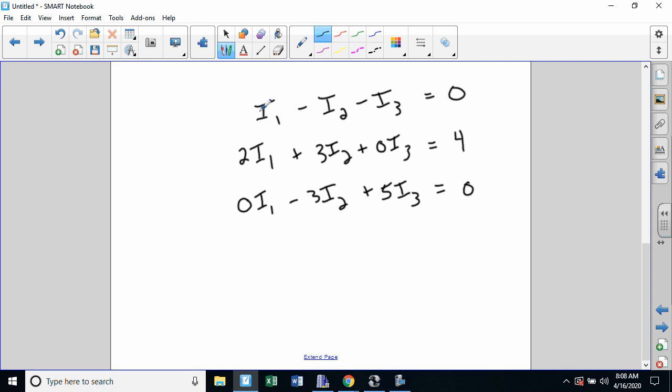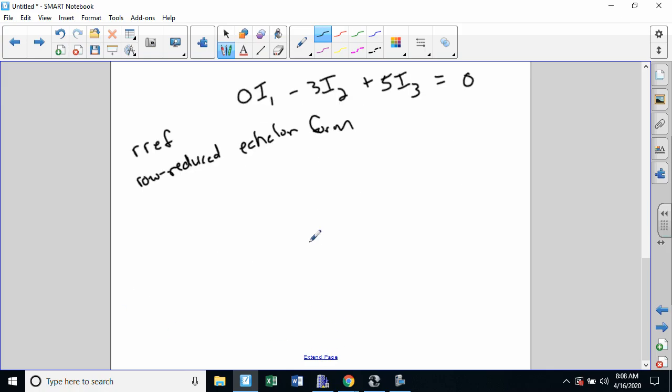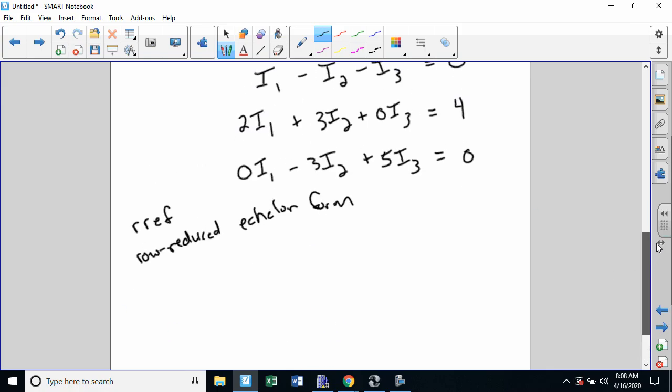Very simply, all of the algebra between these equations is going to be done for me in what's called a row reduced echelon form. Okay, I'm going to take only the coefficients of each variable and the constant term, and I'm going to put them into a matrix. So the coefficients of each of the variables.